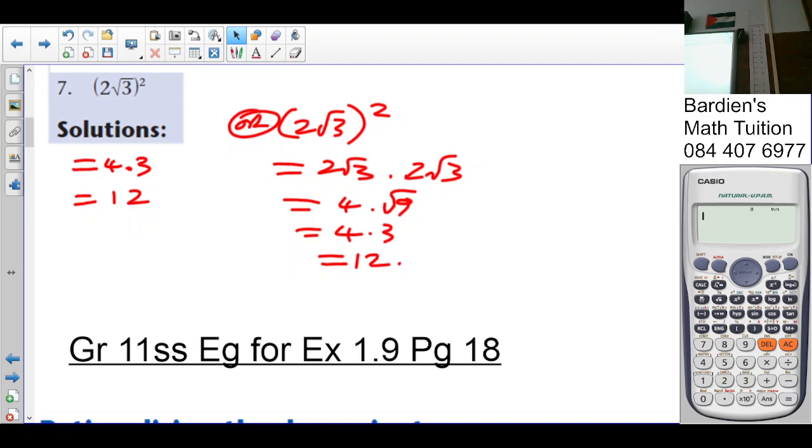So with that you should be able to do exercise 1.9. You'll do the odd numbers, and the even numbers are for homework.